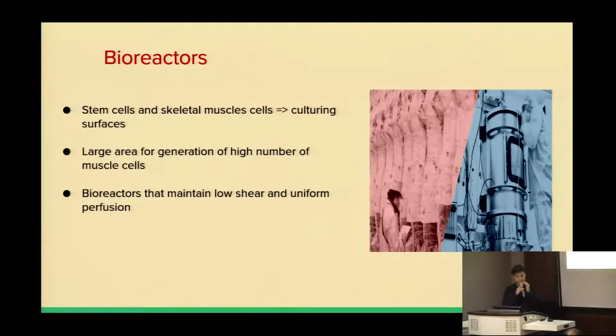And the bioreactor is where the stem cells and skeletal muscle cells help culture the surface. Culture surface is where they put the tissue in a container or on a surface, and it helps it mature and generate more cells. It usually requires a large area for generation, a high number of muscle cells, and maintains low shear and uniform perfusion.